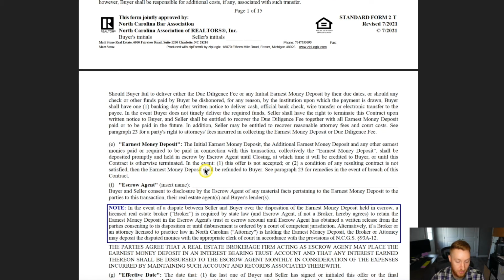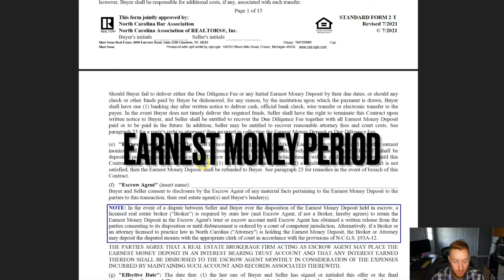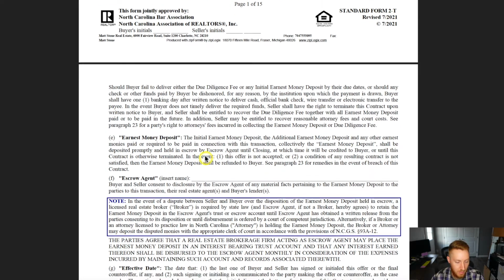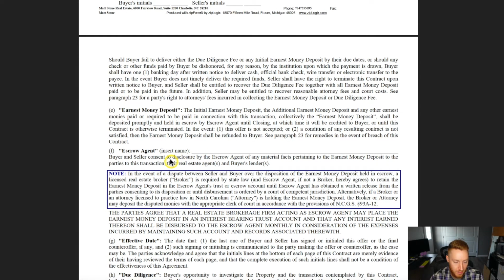The next amount period is your earnest money. So this is if you were to terminate your contract during your due diligence period, you would get a refund of your earnest money. If after the expiration of your due diligence, then you would lose both your earnest money and due diligence fee. So both of these fees would go away if you cancel after the expiration of due diligence. Coming down to the escrow agent, your earnest money is going to be held with an attorney in their trust account who will be listed right here.